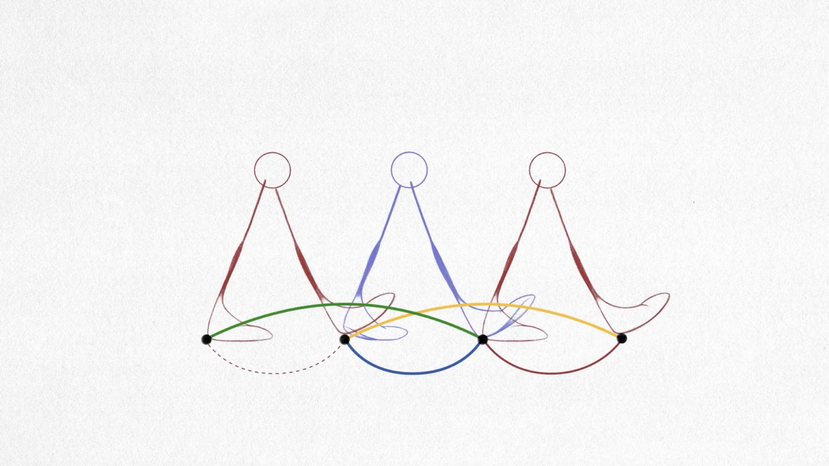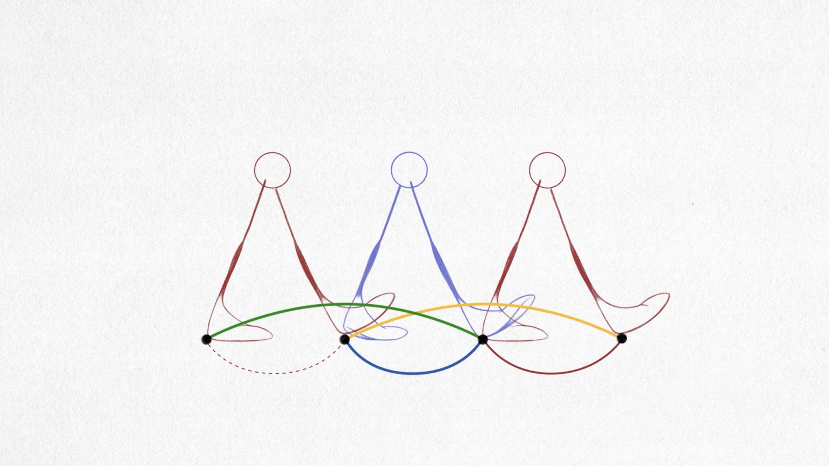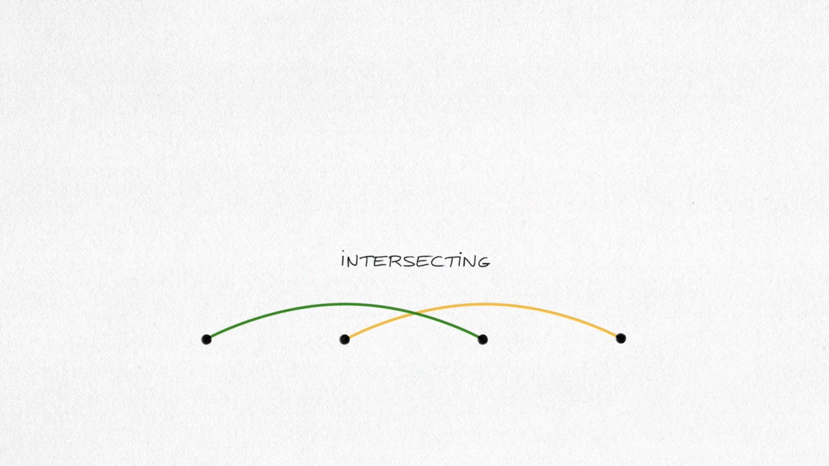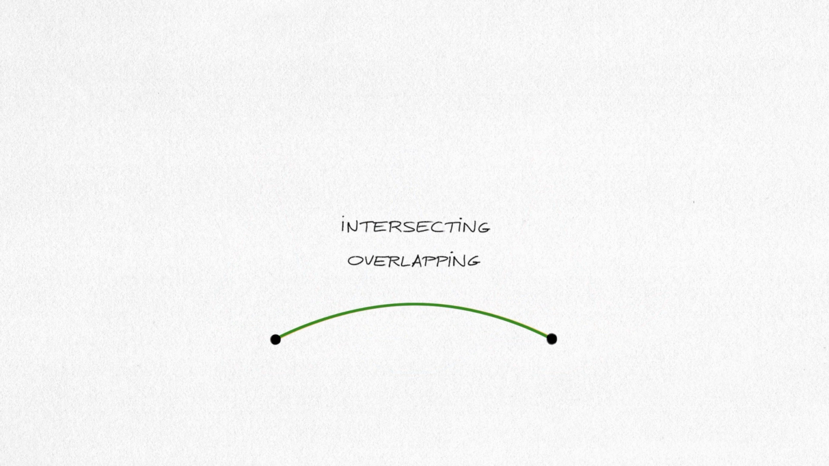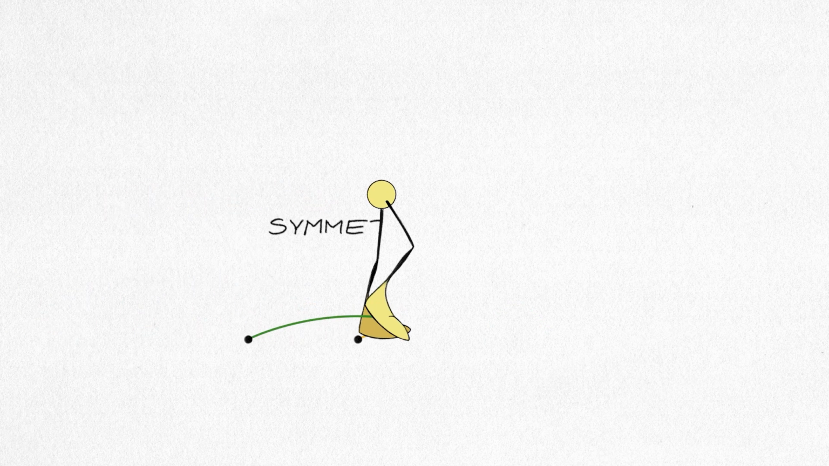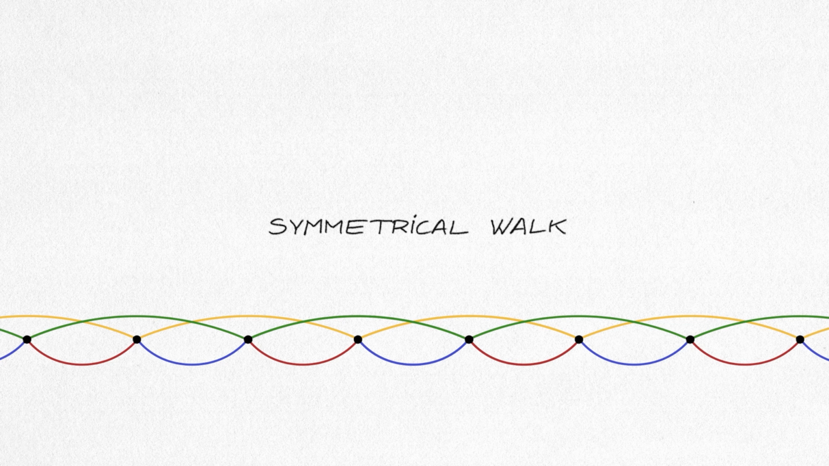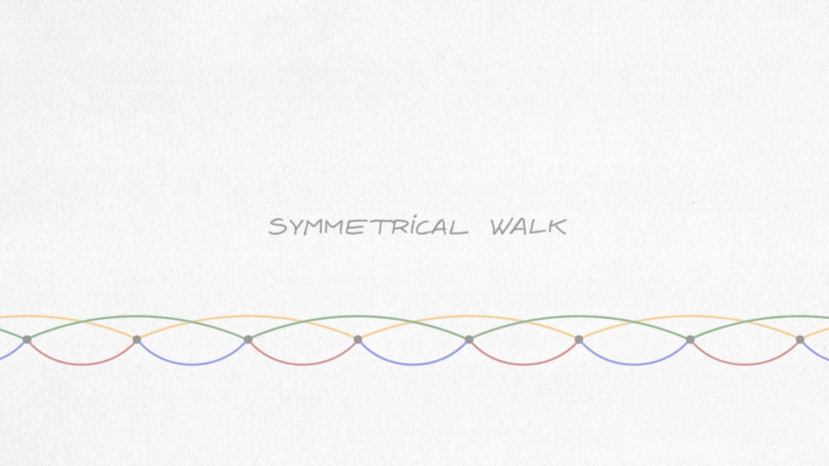Since strides are always equal, you only need to look at their relative positions. Depending on the difference between right and left steps, strides may intersect, overlap, or succeed one another, giving rise to different types of walk. When both steps are of equal length, the walk cycle is symmetrical. In profile, the strides intersect and overlap by half.